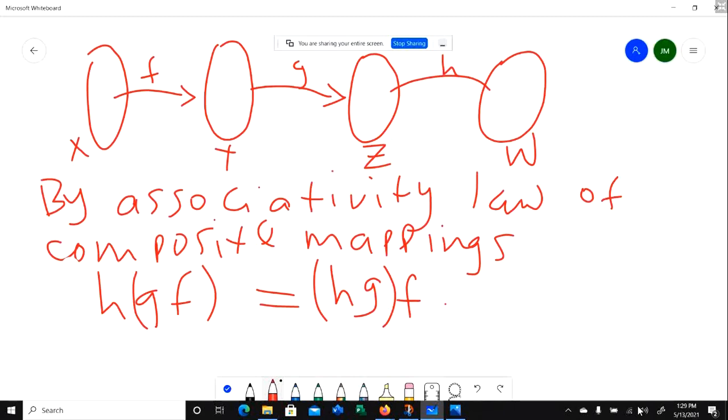Let's see what is happening here. Remember, brackets introduce a preference. So when I put brackets here, blocking the last two, it means that I have to perform G composite F first. G composite F means that I perform F, then followed by G. We are performing in this reverse order. So G composite F will map X to Z.